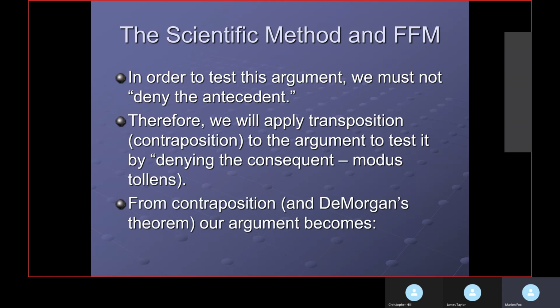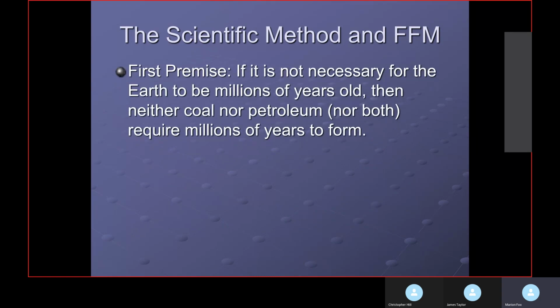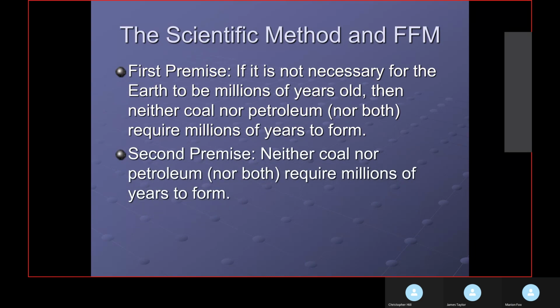From contraposition and De Morgan's theorem, our argument becomes: if it's not necessary for the Earth to be millions of years old, then neither coal nor petroleum nor both require millions of years to form. Now that we can say. And so I would argue then that neither coal nor petroleum require millions of years to form. That's your second premise.